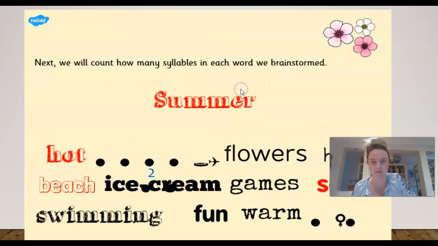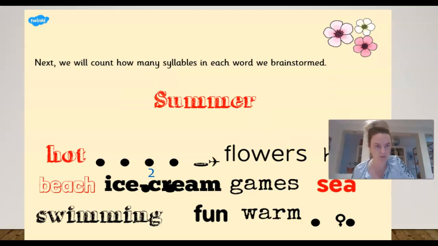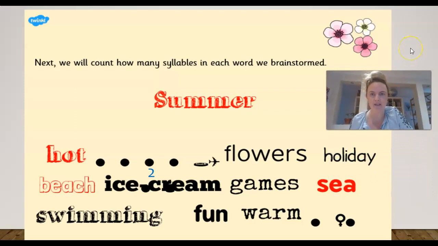The next thing we need to do is count how many syllables are in each word we brainstormed. I really like Mr. Field's way to find the beat in a word, so we're going to use Mr. Field's strategy of humming the word. Closing your lips, and humming it, and counting how many syllables, how many beats can you hear. Remember, the syllables are the beats in the word.